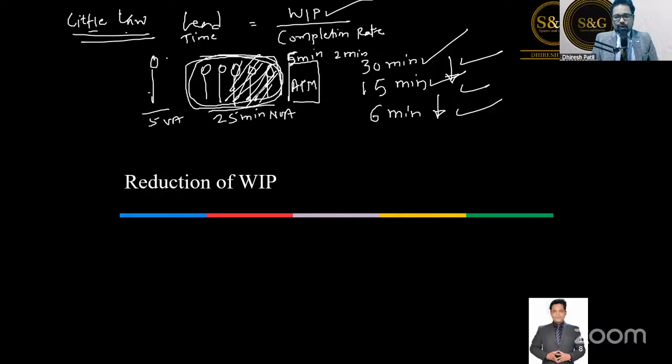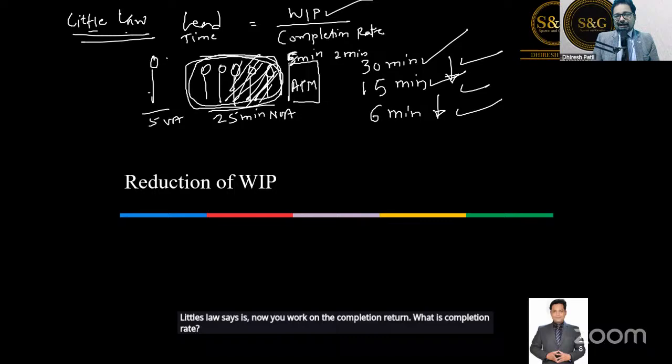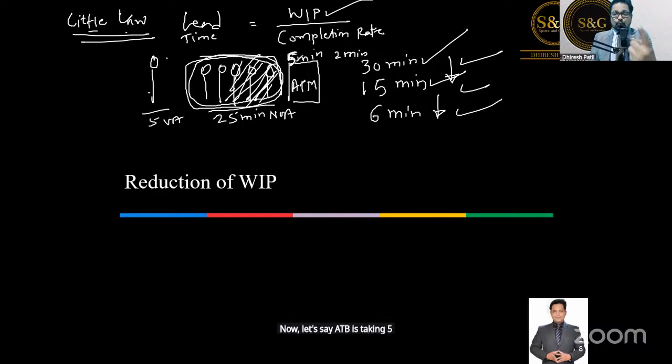These 5 people out of 5, let's say if you remove 3, that is okay, right? So you have understood. Now, second part, what Little's law says is now you work on the completion rate. What is completion rate? Let's say the ATM is taking 5 minutes to dispense one person's cash. Can we work on that completion rate? Let's simplify completion rate into cycle time.